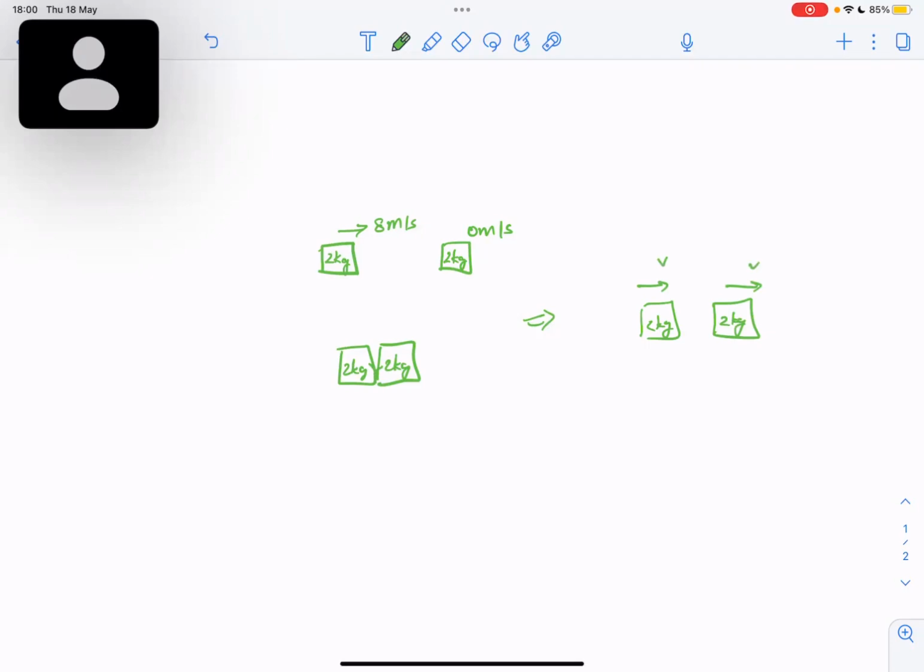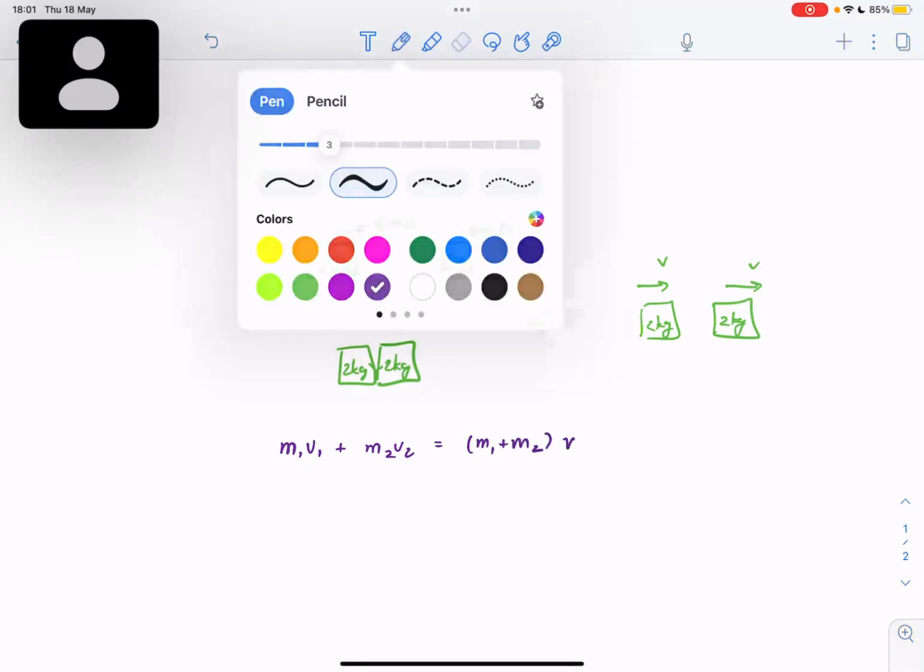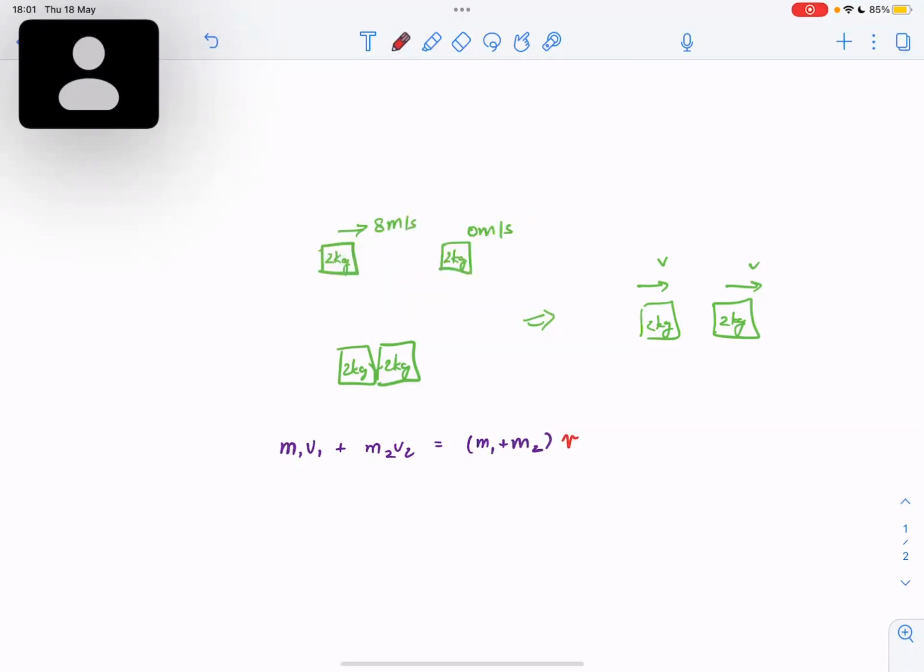So what's the equation that they said that you're going to use? Well, just above the question, they put the law of the conservation of momentum. So m1u1 plus m2u2 equals, in brackets, m1 plus m2, and then close brackets, and then v. So what we don't have is this v here. That's what we're trying to find.